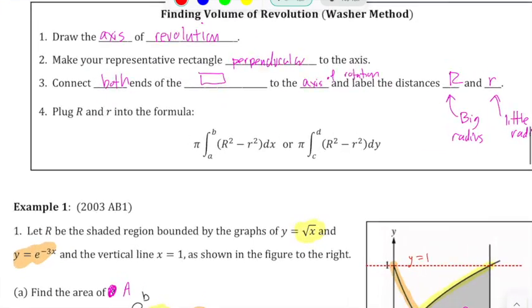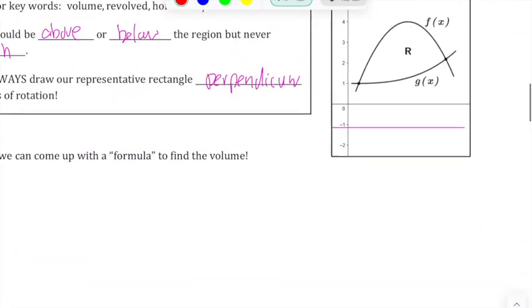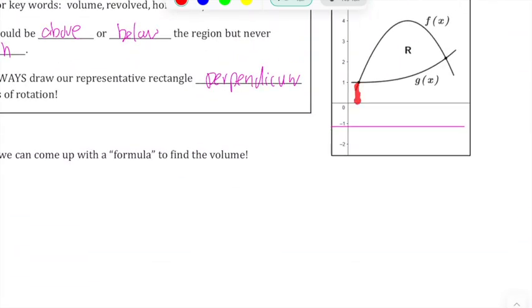And here is the formula right here. It's pi times the integral with the boundaries of integration, and then it's your big radius squared, subtract your little radius squared, dx. And your boundaries of integration are from a to b.